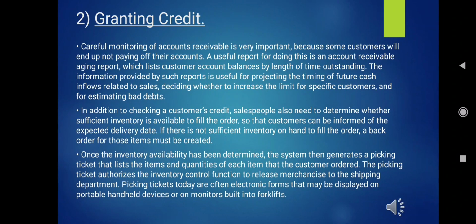for estimating bad debts. In addition to checking a customer's credit, salespeople also need to determine whether sufficient inventory is available to fill the order, so that the customer can be informed of the expected delivery date. If there is not sufficient inventory on hand to fill the order, a back order for those items must be created. Once the inventory availability has been determined, the system then generates a picking ticket that lists the items and quantities of each item that the customer ordered.